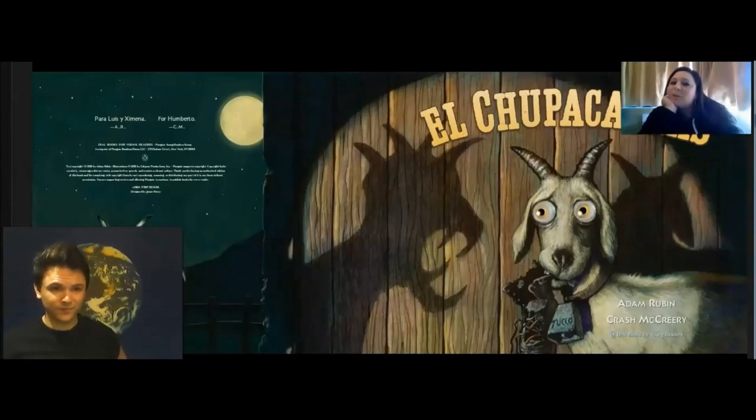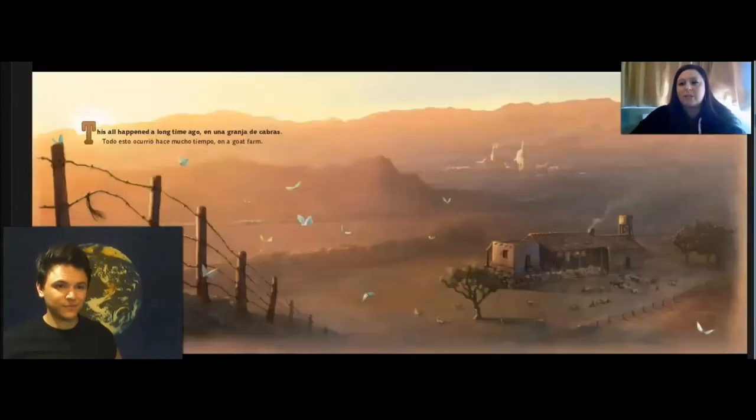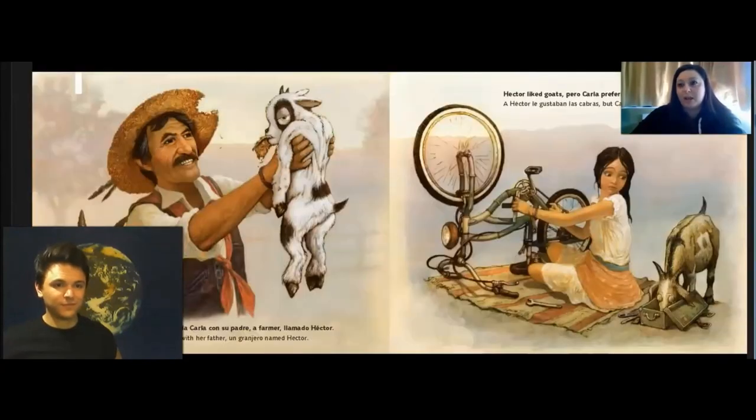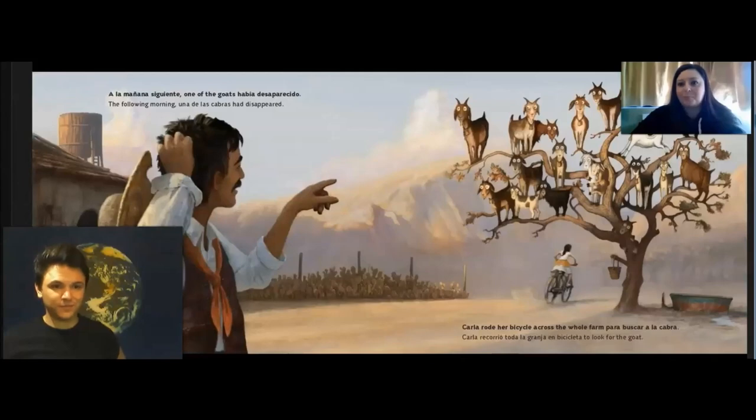Señor, as I was reading this book, I saw a picture and it gave me some ideas. I had some questions after I saw the picture, so I'm going to show you the picture and I have some questions about it that I think maybe you and I could talk about. It was this image right here, where I saw all these goats in the tree. And I was wondering, how could I count all those goats?